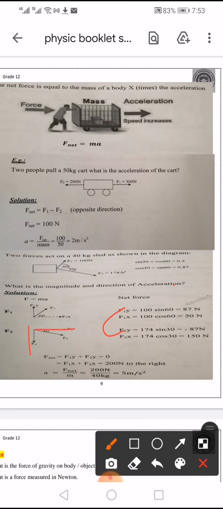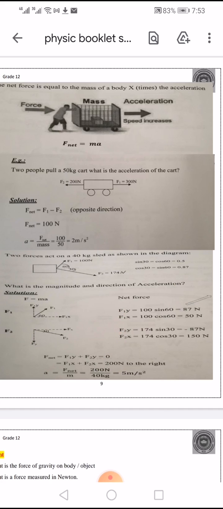add F1y plus F2y, which is equal to 87 plus negative 87 equals 0. And F1x plus F2x is equal to 100. So the net force is equal to 100. To get the acceleration, equal to net force divided by mass, we have a net force of 200 divided by 40 equals 5 meters per second squared. That's it.